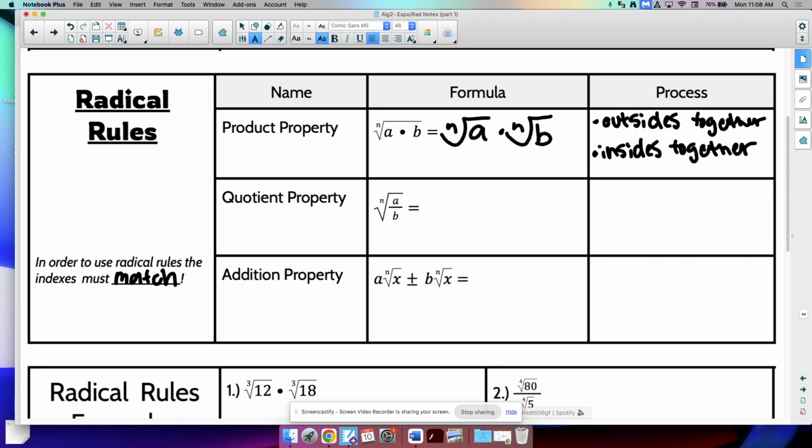The good and the bad thing about Algebra 2 is it's hard to do everything in isolation. So you guys have used this rule before. Outside radical stuff multiplies together, stuff inside the radicals, they also multiply together.